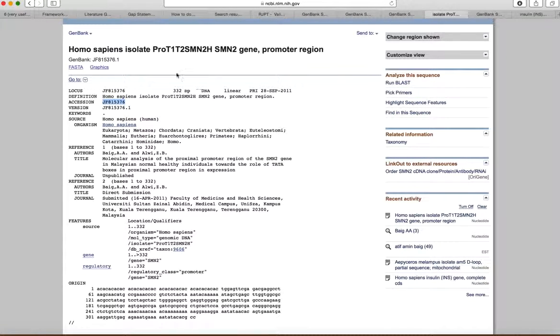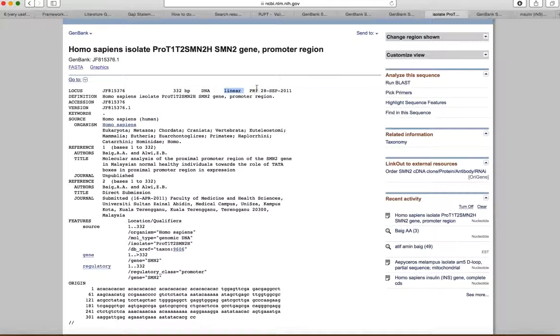Okay, now the second character inside this locus feature is the length of the molecule. In this specific case, it's a total of 332 base pairs. And then the third part is the molecular type. In this case, it's basically a DNA molecule which is linear. So it's not a plasmid, it's a DNA molecule which is linear.